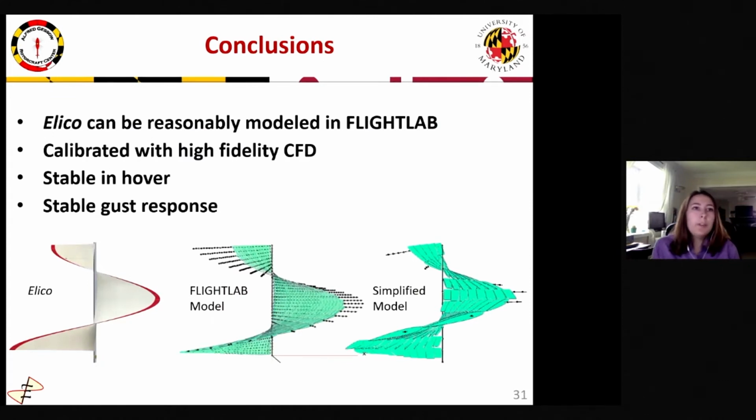In conclusion, we found that we could reasonably model Ellico in Flight Lab, both geometrically and aerodynamically. We calibrated the model with high fidelity CFD results to ensure its accuracy, and we found that Ellico is stable in hover, and Ellico's isolated rotor has a stable response to a gust 30 times its forward flight speed.